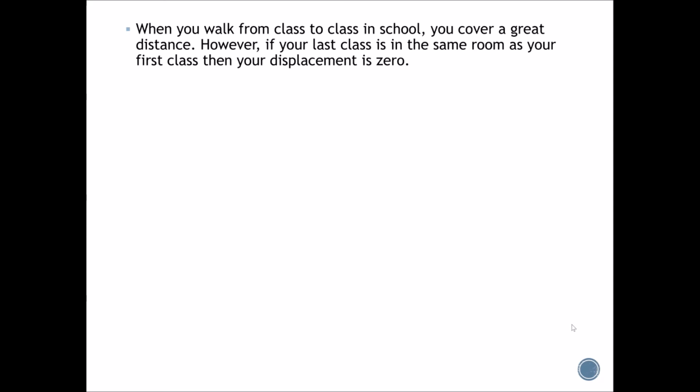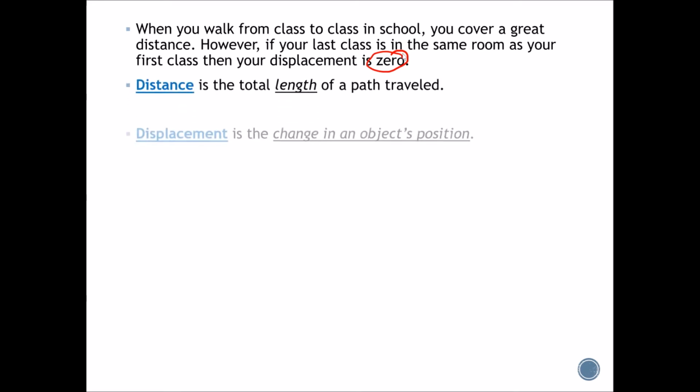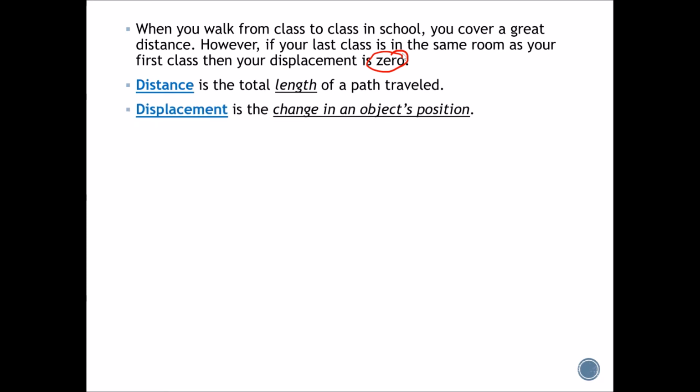When you walk from class to class in school, you cover a great distance. However, get this, if your last class is in the same room as your first class, then your displacement for the day is 0 because you're ending up in the same place that you started. So you are no farther from the origin than you started. Distance is total length, whereas displacement is a change in the object's position, and position is a point.